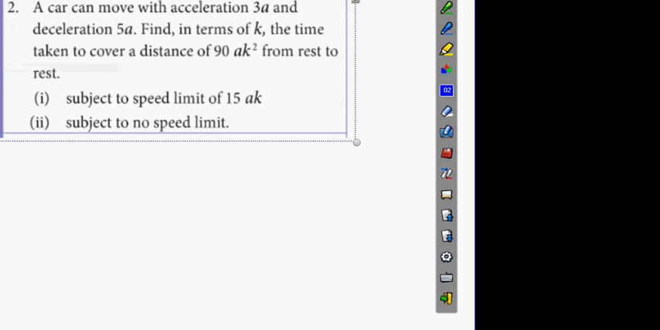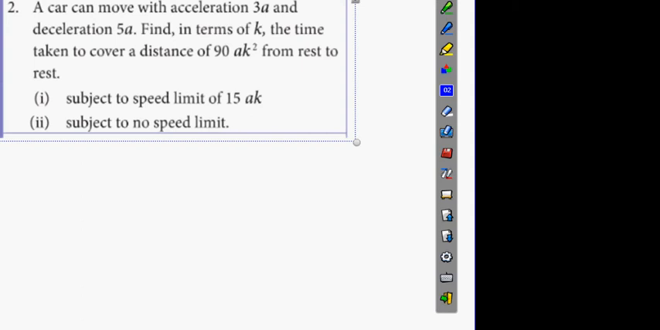Now, a car can move with acceleration 3a and deceleration 5a. Find, in terms of k, the time taken to cover a distance of 90ak² from rest to rest. Now, subject to the speed limit of 15ak.